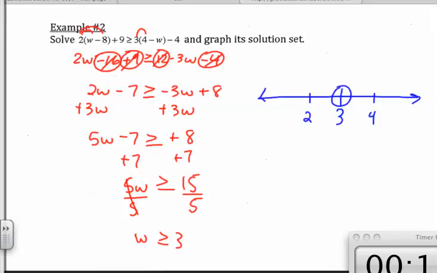Now, Will, should I color in the circle? Yes. I should color in the circle because it can be equal to 3. It says w is greater than or equal to 3. So I'm going to say, hey, it can equal 3 by coloring in the circle. And then I need to shade. Should I shade to the left or should I shade to the right, Hugh? To the right, because the w's are greater than 3. Okay? I could have just drawn an arrow. That would have been fine.